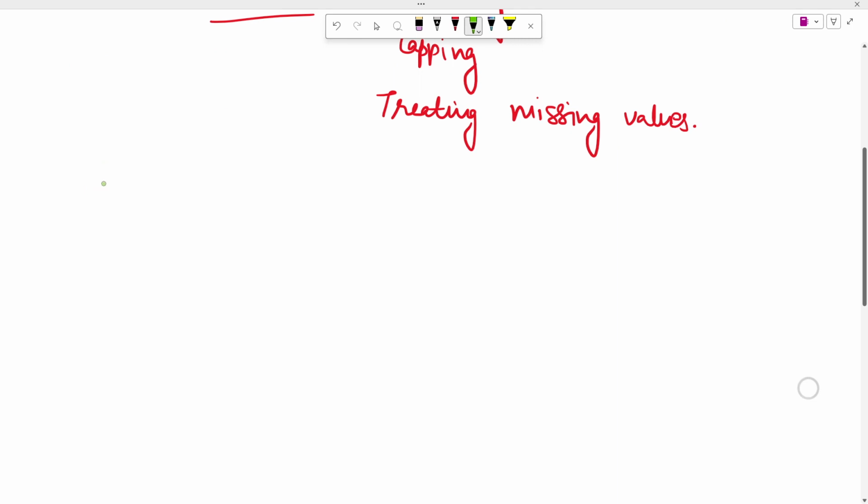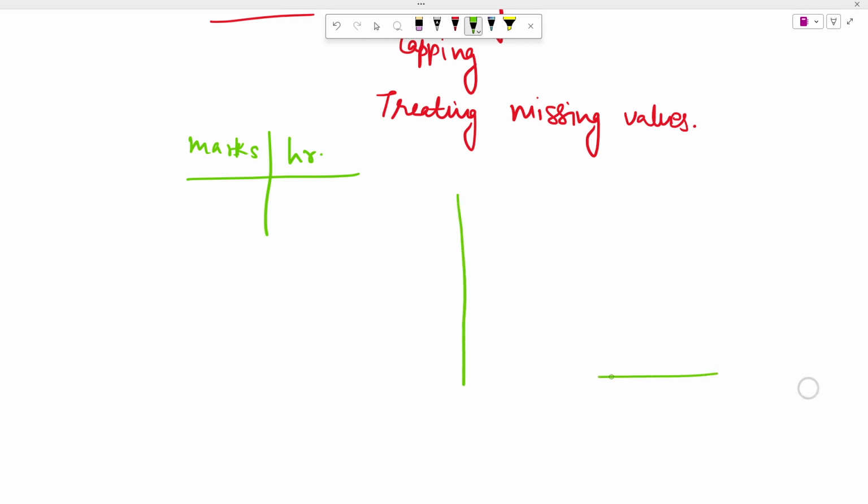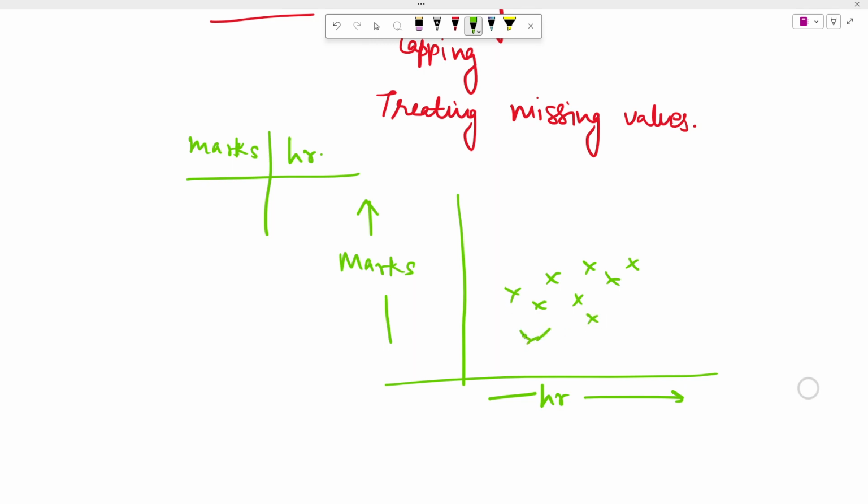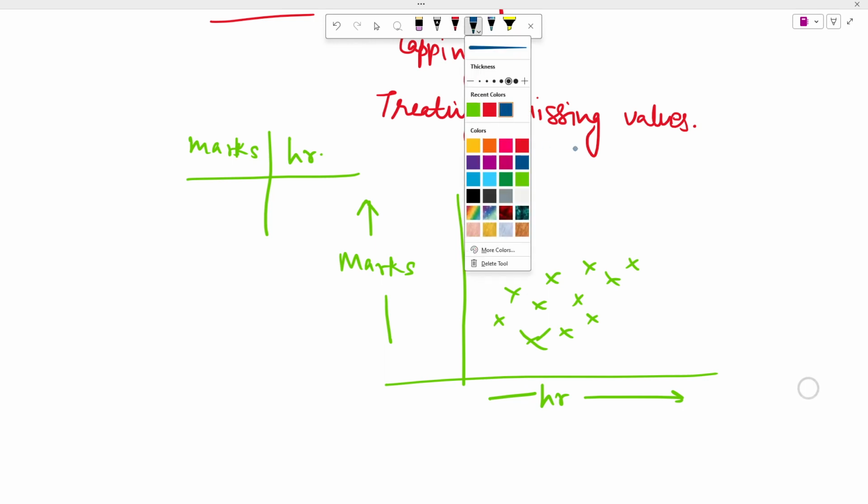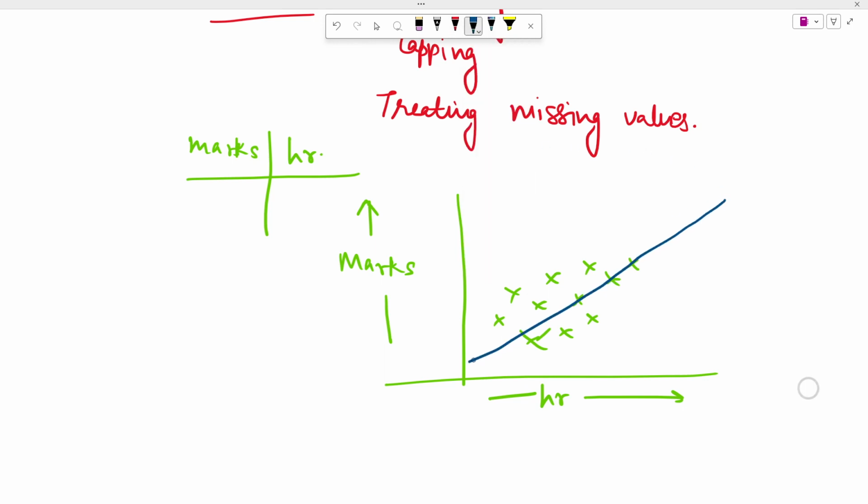So consider a case where we are plotting marks obtained by a student with respect to the time spent by that student for studying, right? If we plot marks on the y-axis and hours on the x-axis, and we plot these points, and draw a linear regression line, it should pass like this, right?